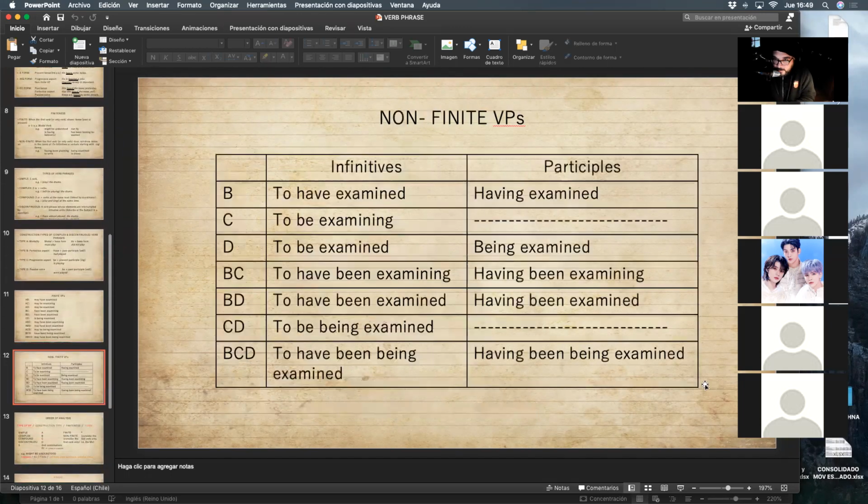Then, non-finite verb phrases, they can be also written following these patterns, but they are fewer, right? So once you have infinitives or participles, right? And these are the patterns. To have examined or having examined. Lo repito nuevamente, no es necesario que se lo aprenda de memoria, solo debe ser capaz de reconocer la progresión.